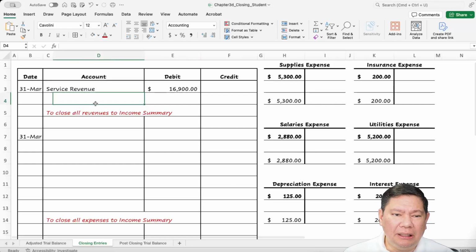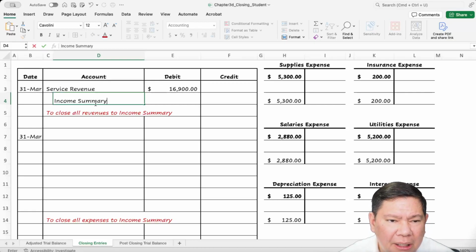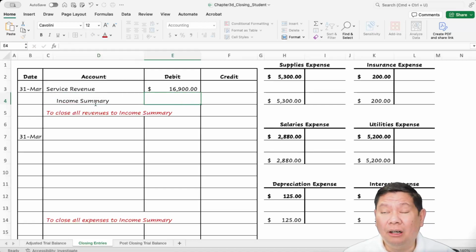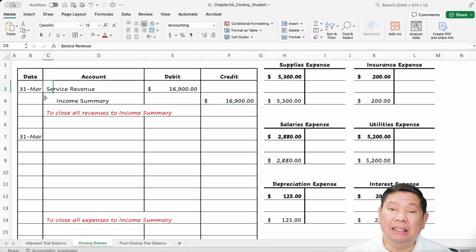Where do we close it to? We close it to a temporary account called income summary. This is basically showing your profit at the end or loss at the end. Okay, because we only have one revenue, we just close one account. If we have 5 revenues, then you have to close all those 5 to income summary.